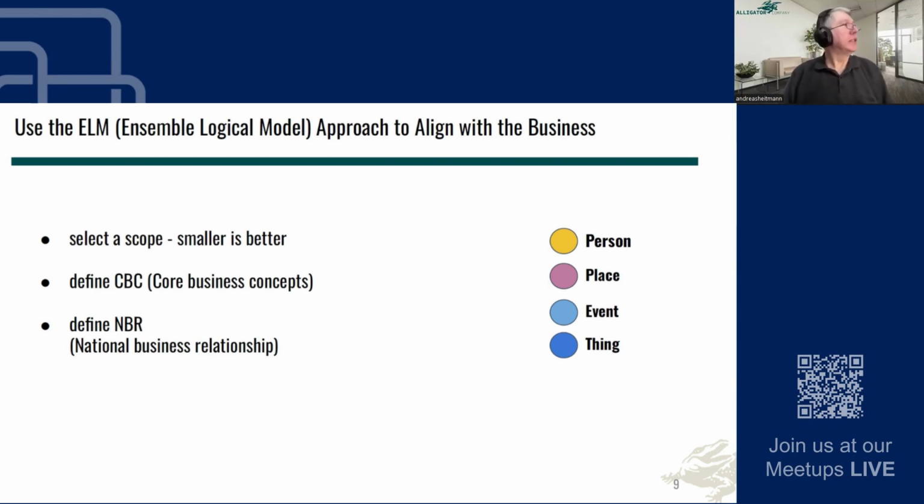But the CBCs can be clustered into, in fact, five different clusters. You have persons, places, events, things, and unknown. In fact, if you can't decide, then there's also an unknown cluster.